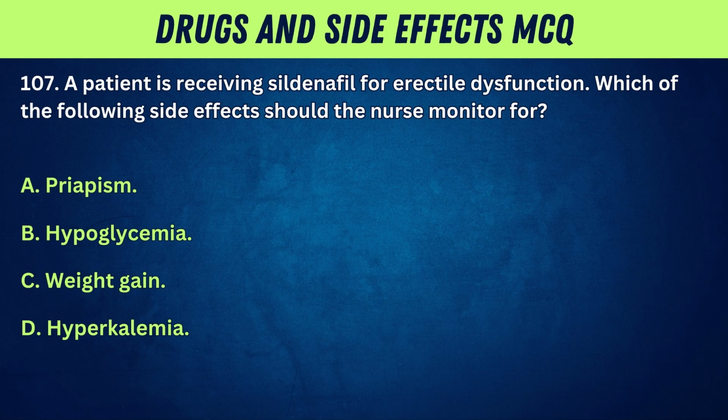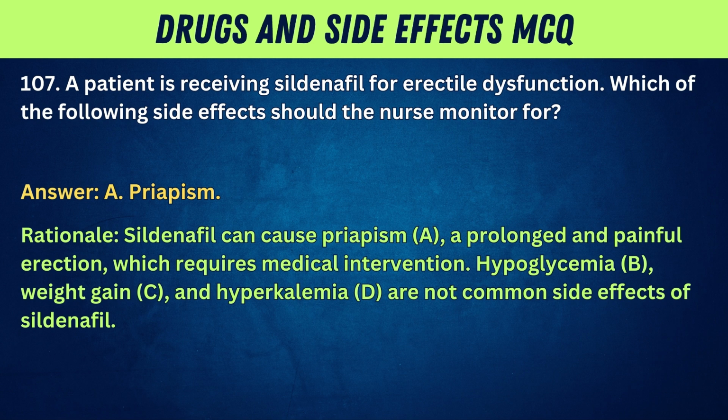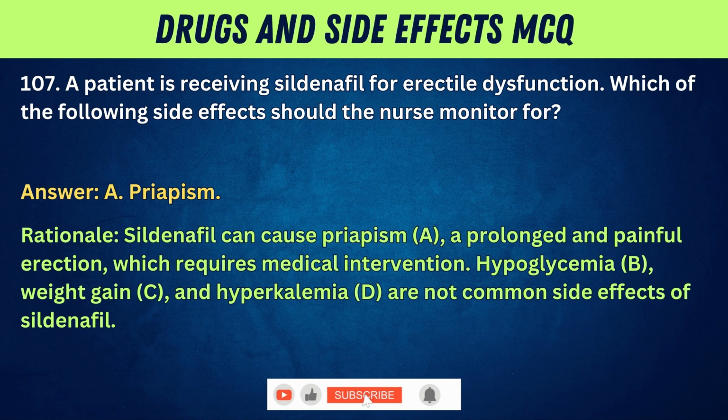107. A patient is receiving sildenafil for erectile dysfunction. Which of the following side effects should the nurse monitor for? A. Priapism. B. Hypoglycemia. C. Weight gain. D. Hyperkalemia. Answer: A. Priapism. Rationale: Sildenafil can cause priapism, a prolonged and painful erection, which requires medical intervention. Hypoglycemia (B), weight gain (C), and hyperkalemia (D) are not common side effects of sildenafil.